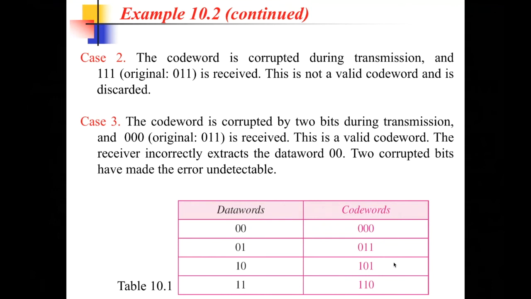So now you can do two things. First of all, try to correct it. If you can correct it, fine. If you cannot, then you have to discard it and ask me to send this code word again.